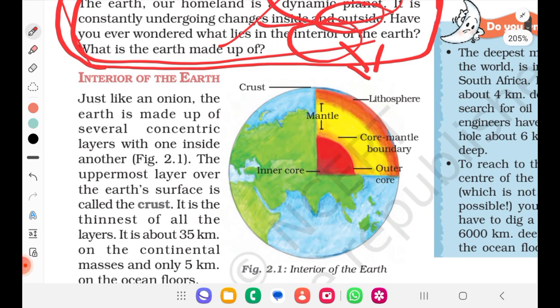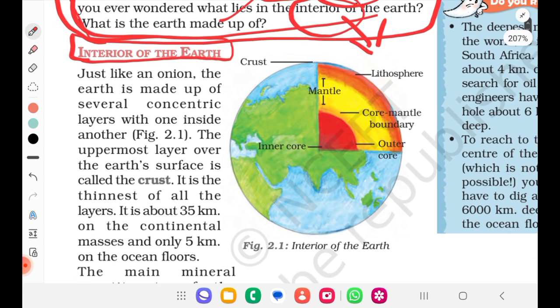We'll see the next heading, Interior of the Earth. So this is the chapter name also. Just like an onion, the earth is made up of several concentric layers with one inside another. So they are comparing it with the onion. There are many layers. If you imagine an onion, there are different layers. Similar to that, the earth also has layers, is what they are explaining.